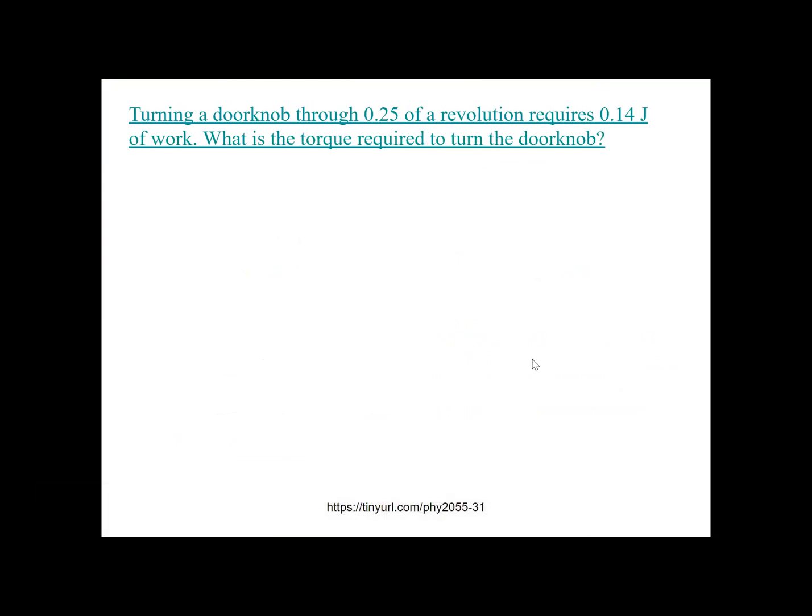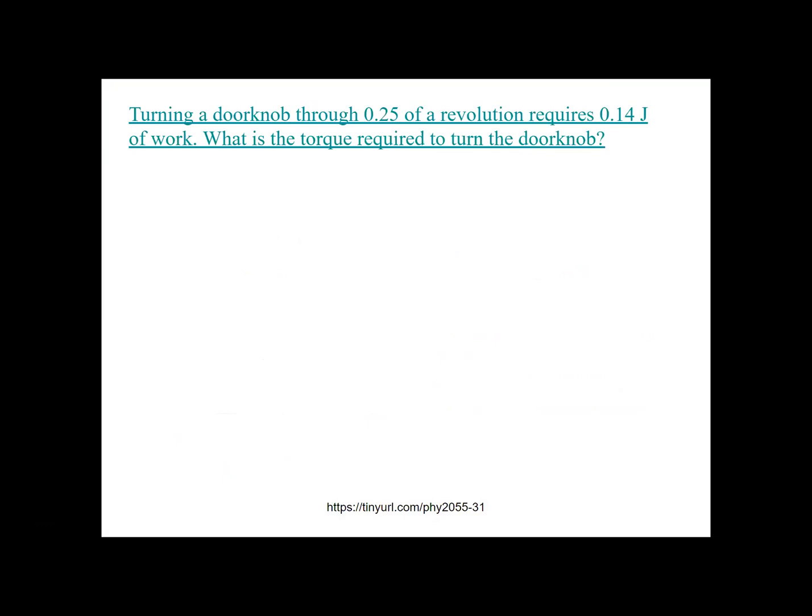All right, let's take a look at a quick example here. This one says turning a doorknob through 0.25 of a revolution requires 0.14 joule of work. What's the torque required to turn the doorknob? Okay, so it tells you theta is 0.25, but that's in revolutions. You want to convert it into radians first, and then it tells you the work is 0.14 joules. So what will be the torque?